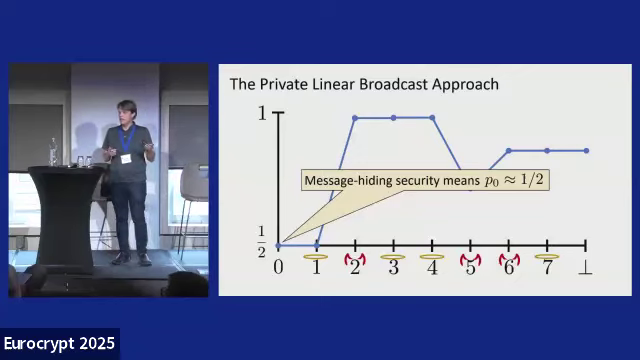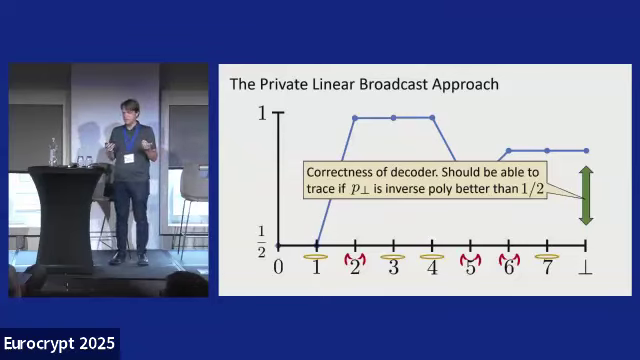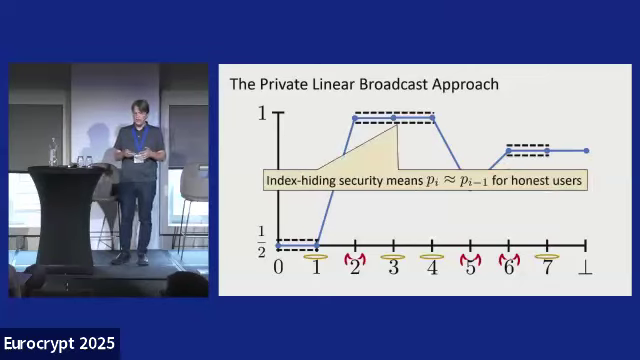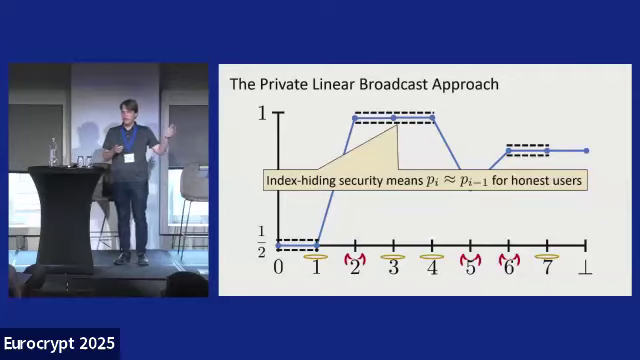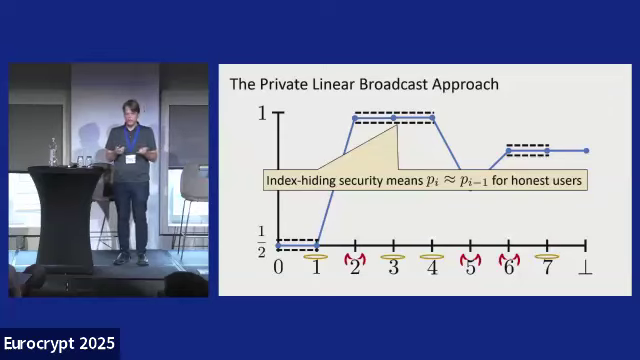Right, so message hiding security says that P0 is about a half. On the other hand, if this is a useful decoder, if it actually decrypts normal ciphertext, it says that P-bot has to be somewhat larger than a half. Normal hiding security says that Pn has to be approximately P-bot. And index hiding security says anywhere where there's an honest user, that the probability has to be roughly constant. So we have, on one hand, that the probability is big for P-bot, it's small for P0, and the only places that it can differ are on the adversary's keys, and so therefore, by identifying a gap, you'll identify an adversary.